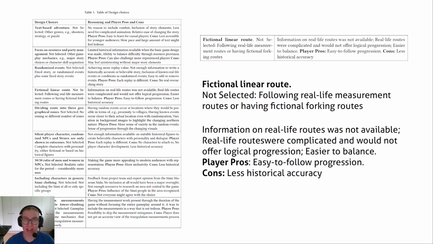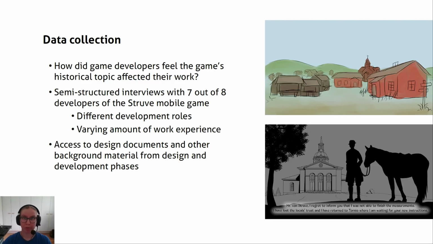So in reality, the northernmost leg of the SGA was measured in separate segments, which were then connected at the end. And some parts were also measured more than once just to ensure accuracy. So a fictional linear route was seen as more straightforward and motivating for the player than following the actual more complicated and fragmented routes. For this paper, we wanted to get the point of view of the developers, and that we got through interviews.